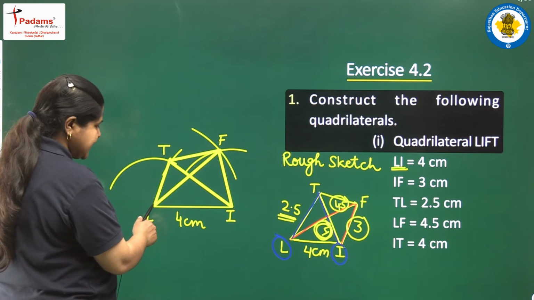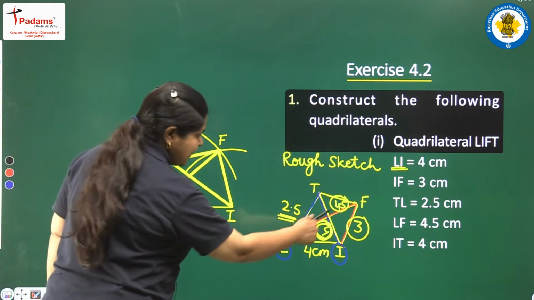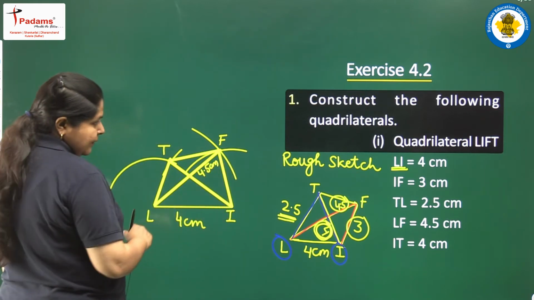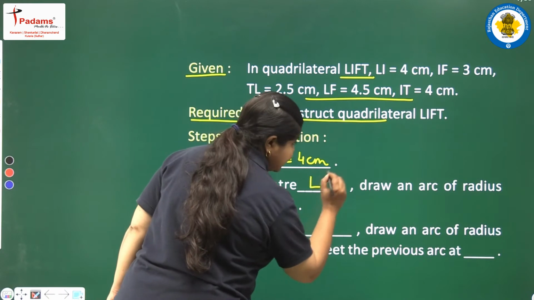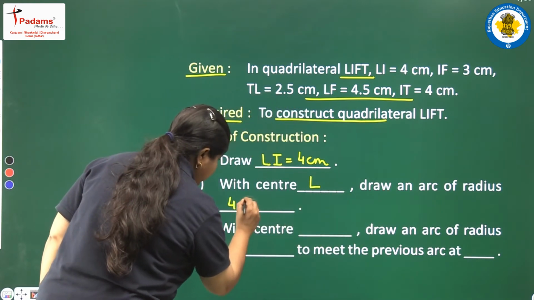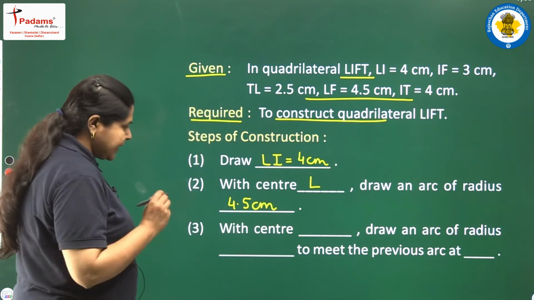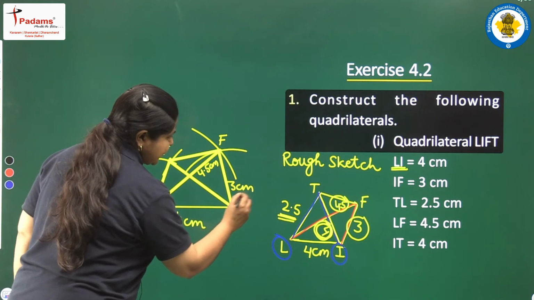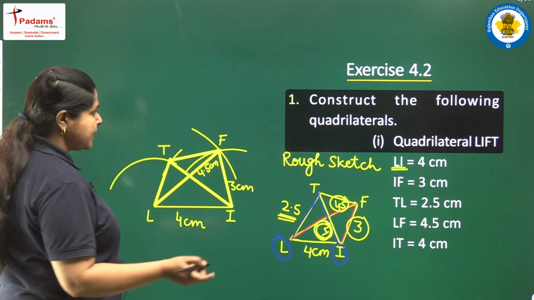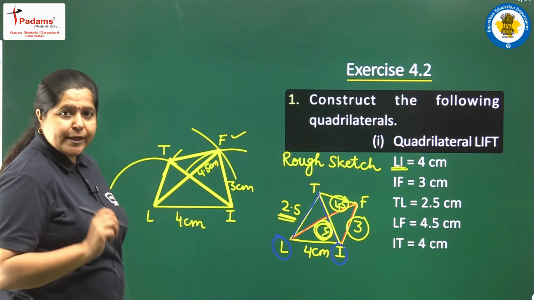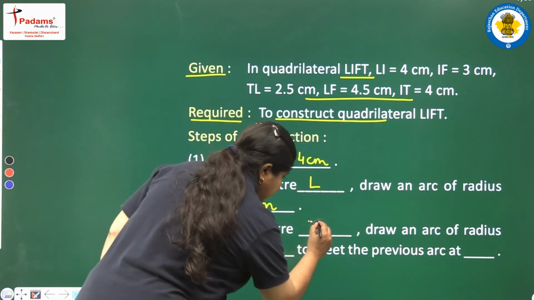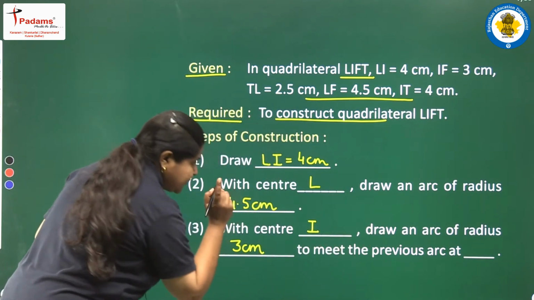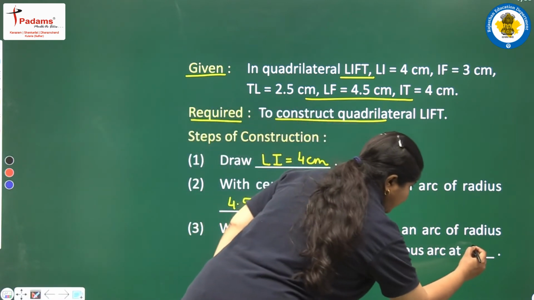Then what next? With center L and radius how much? 4.5. With center L, draw an arc of radius 4.5 centimeter. Then what next we did? With center I and radius 3 centimeter, you can relate the two figures. Draw an arc to meet the previous arc at point F. So with center I, draw an arc of radius 3 centimeter to meet the previous arc at point F.